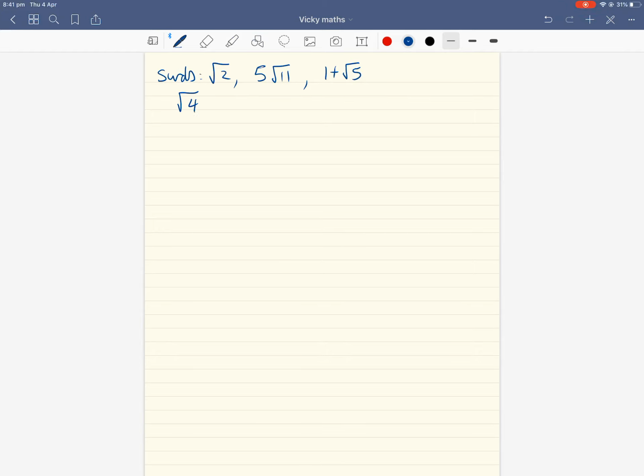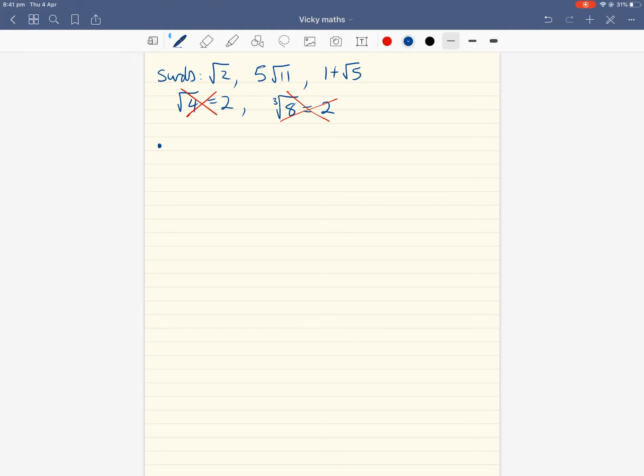Is root 4 a surd? Well, can we simplify root 4? Yes, square root of 4 is 2. So square root of 4 is not a surd. What about cube root of 8? Can we simplify that? Well, it has a root sign, but doesn't mean it's necessarily a surd, because cube root of 8 is a 2. That's a whole number, so that is not a surd.